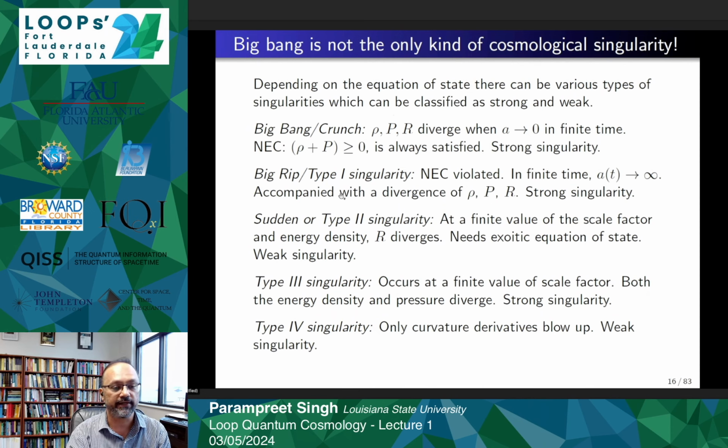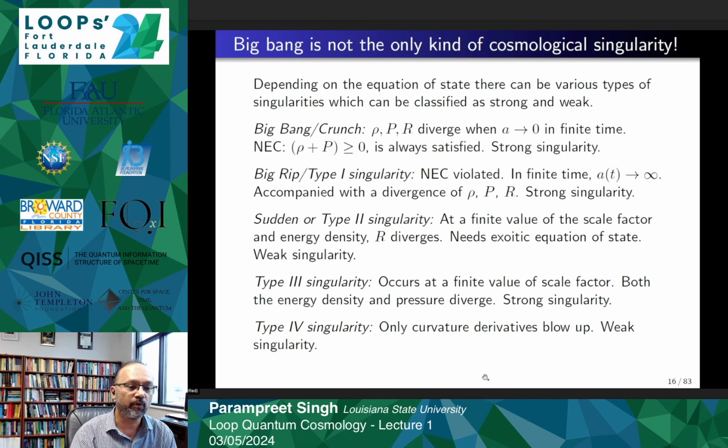Similarly, there can be other singularities, and I won't spend much time on that. They are the big rip singularity, in which the scale factor actually goes to infinity instead of going to 0. There can also be a sudden singularity, in which the scale factor takes a finite value, and even then the energy density and the Ricci scalar diverge. And then there can be other singularities like type 3 and type 4 singularities, which again happen at finite scale factors, but sometimes the energy density diverges, and sometimes even the energy density or pressure does not diverge, but only curvature derivatives diverge.